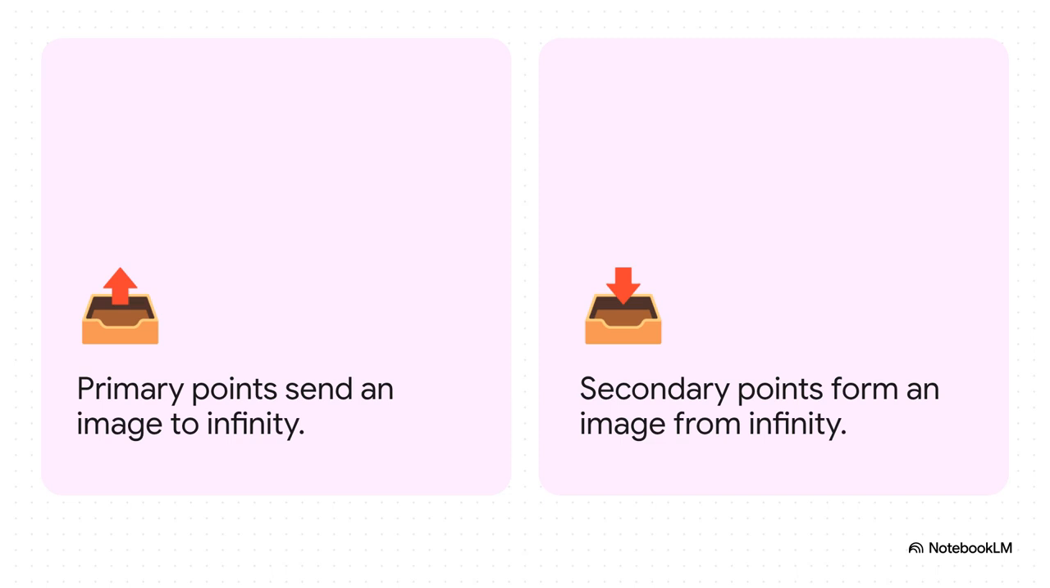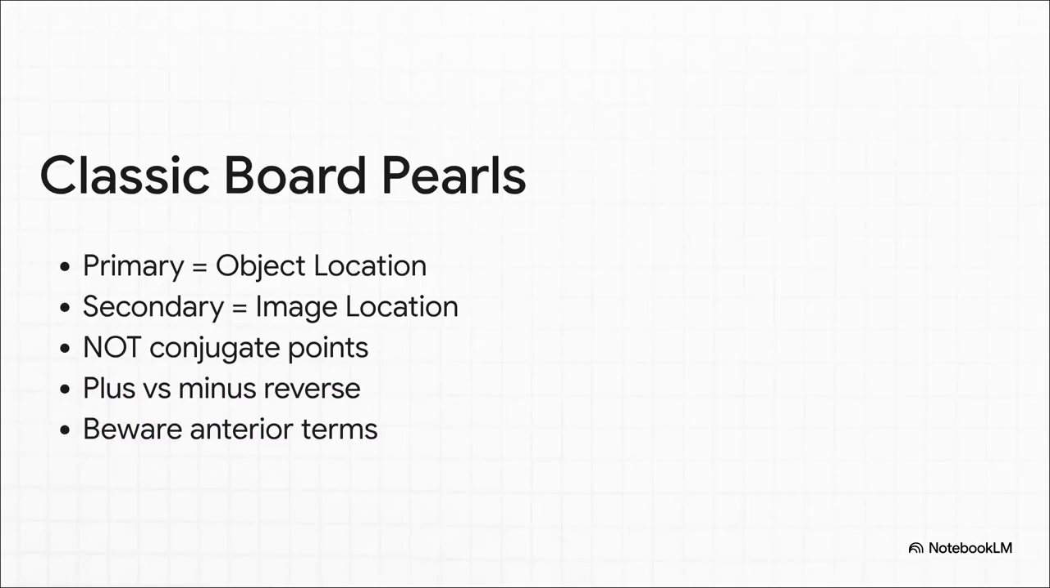A secondary focal point, on the other hand, requires U to be 0. It receives an image coming in from an object at infinity. They don't map to each other. They both map to infinity, sure, but in completely opposite directions. Okay, rapid-fire review to really consolidate this in your memory. These are your top board pearls.